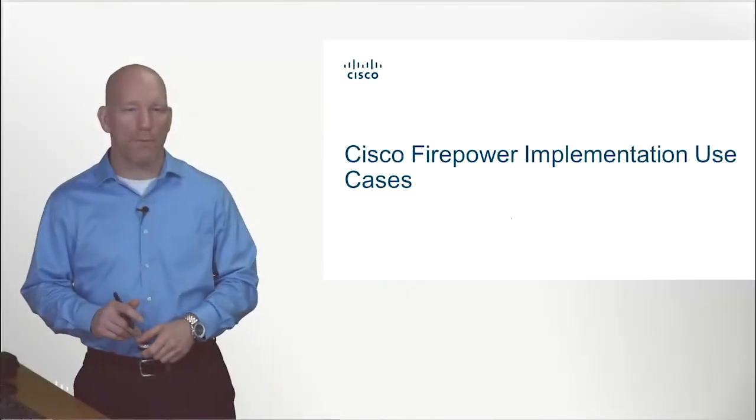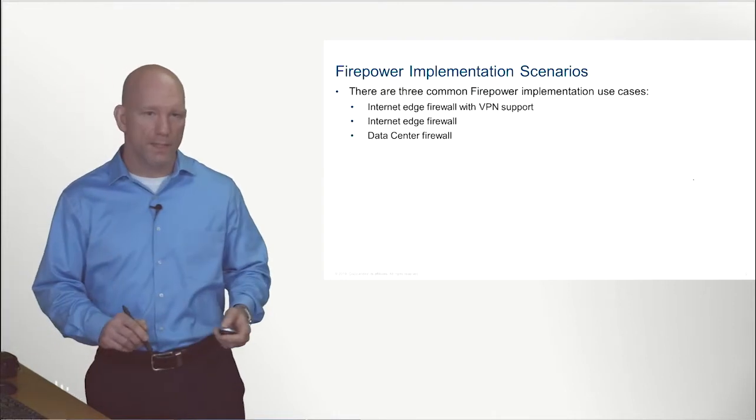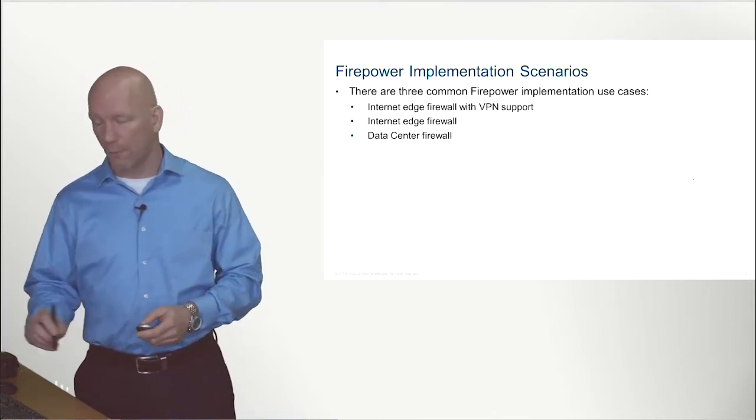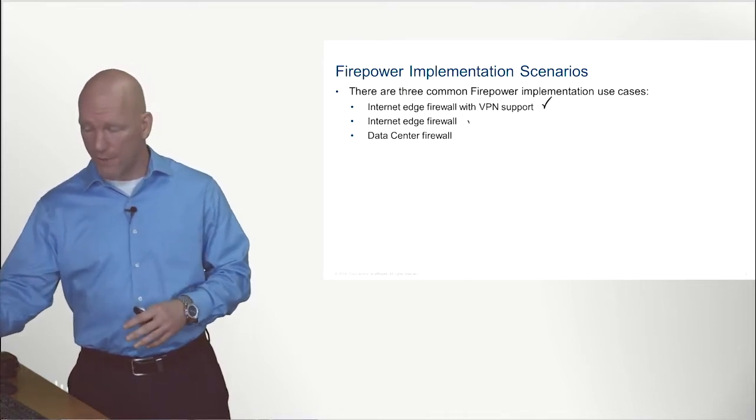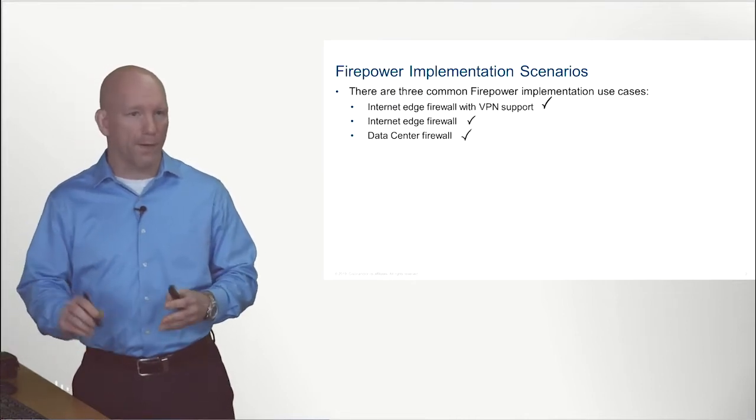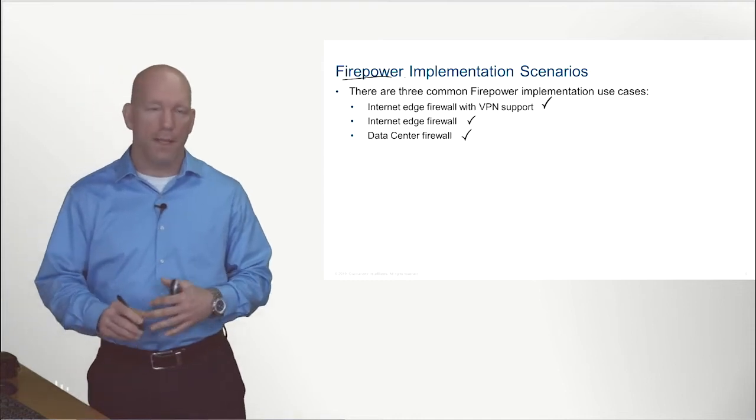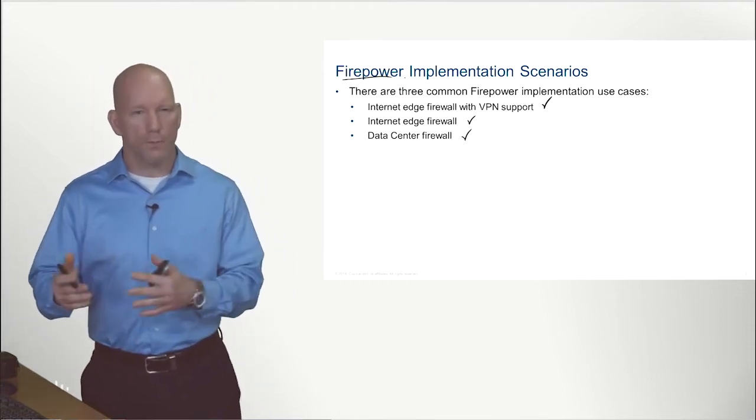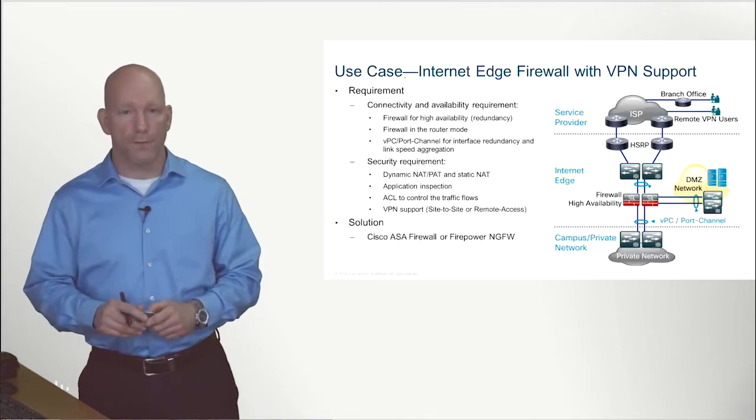Welcome back, everybody. Now we're going over the Firepower implementation use cases, more specifically with an Internet Edge and VPN support, just the Internet Edge, and finishing up with data center. But in all three of these, we're using our Firepower appliances as firewalls to protect these different environments and provide these different services. So let's get to it.